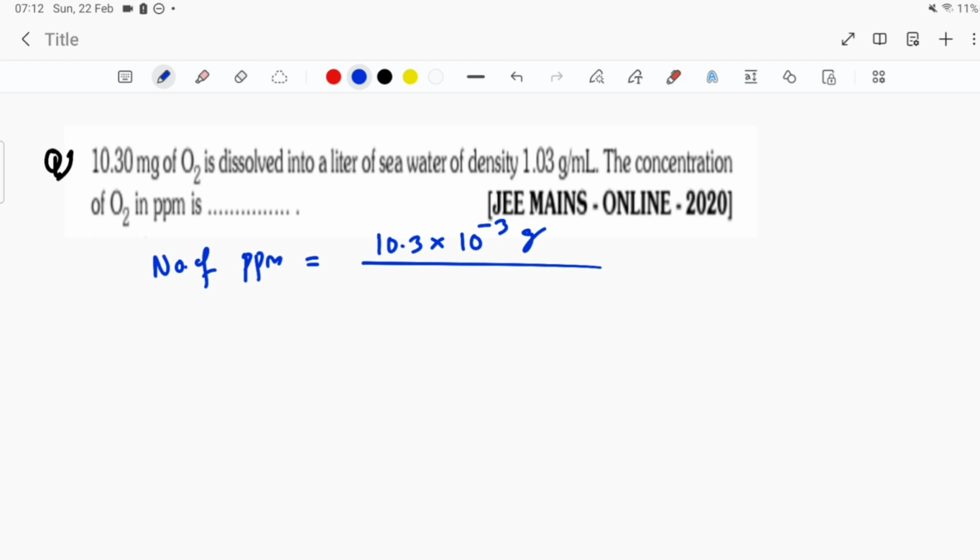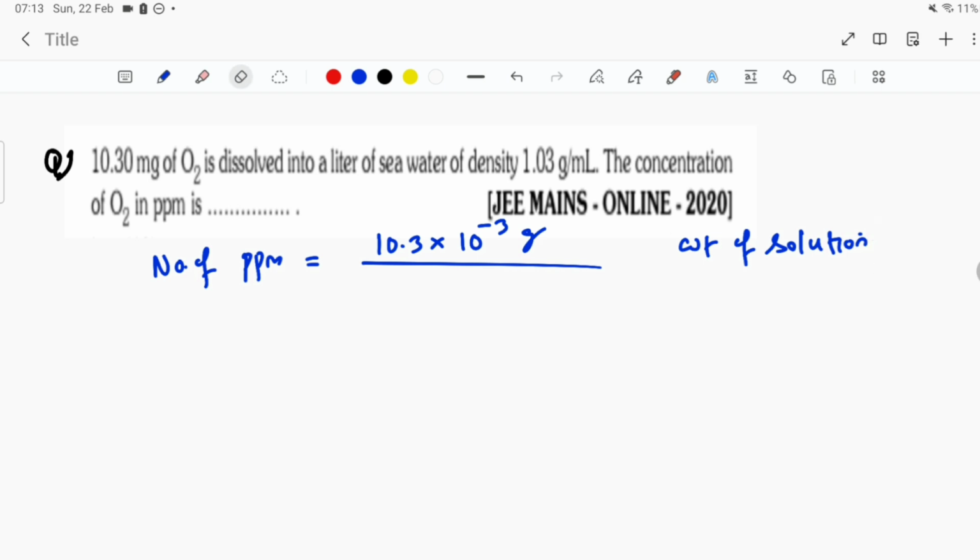Seawater of density 1.03 gram per ml. Here you can take the weight of solution or the weight of solute, and anyway you will get almost the same answer. So 1 milligram of O2 dissolved in seawater of density 1.03 gram per ml. You take the weight of solution in milligrams, and you will not get much difference.